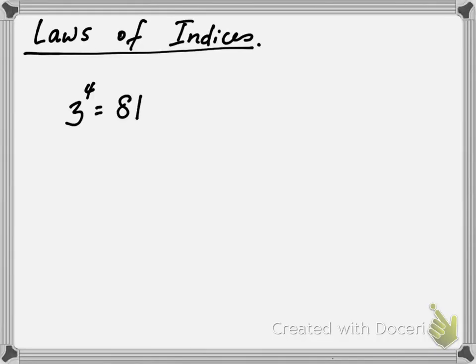All right, let's look at some laws of indices and terminologies around it. So if I write down 3 to the power 4 is equal to 81, we refer to 3 as the base and 4 as the power or the index, and well, 81 is just an answer.